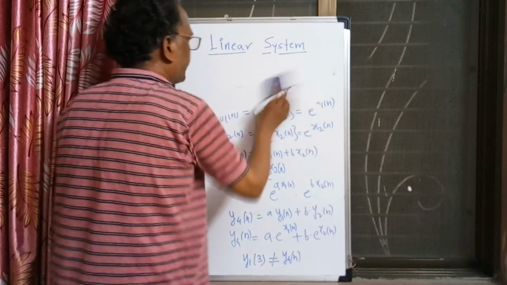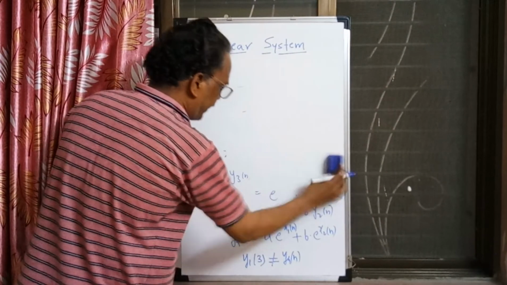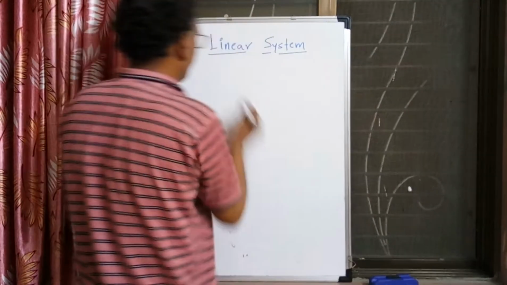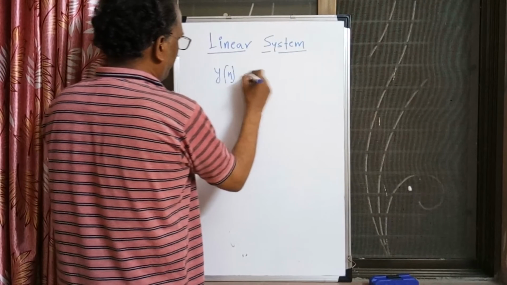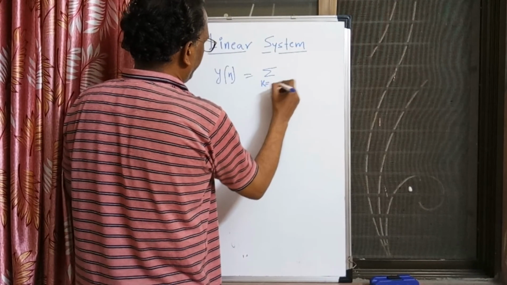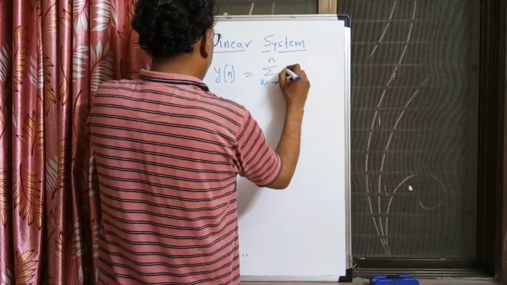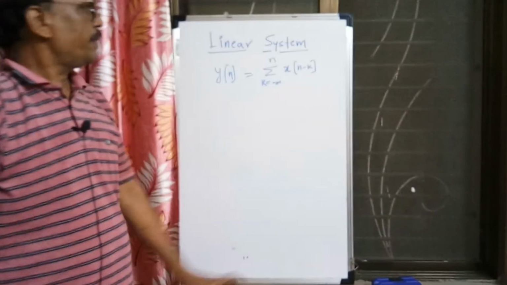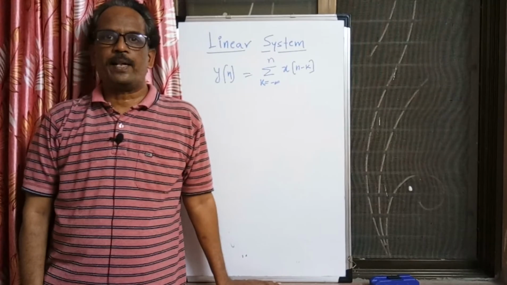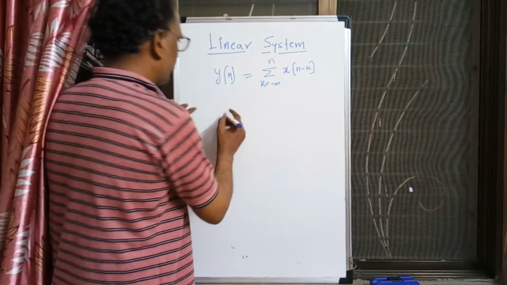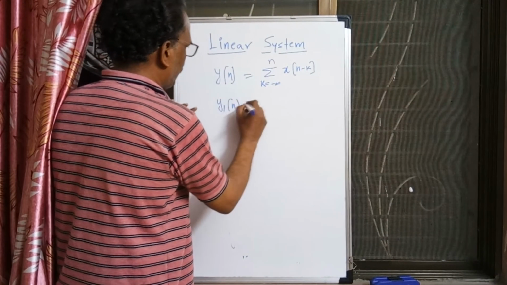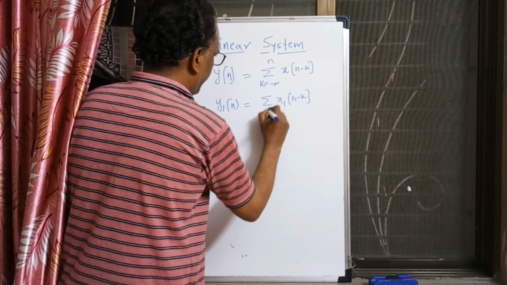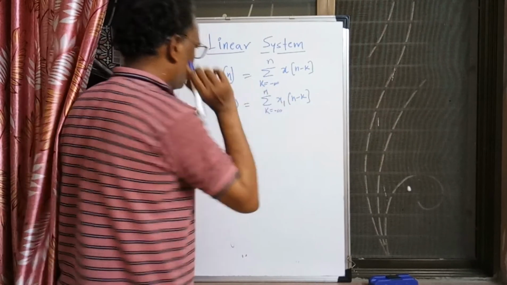Now let us take a simple example where we are only adding the inputs, an accumulator kind of system. Let us take the summation over k equal to minus infinity to n of x[n minus k]. It is the addition of all inputs up to the instant n. So apply the input and see the output. y1[n] is the response to the input x1[n], so I can write it directly as the summation of x1[n minus k].